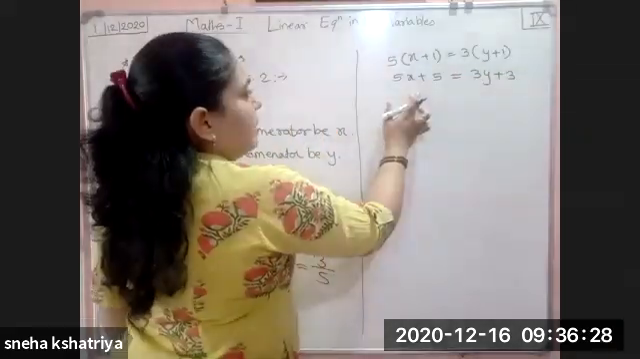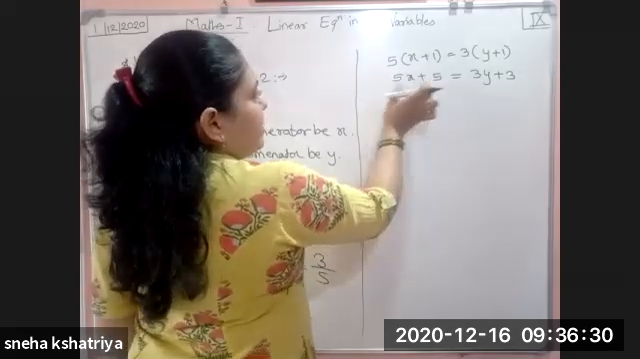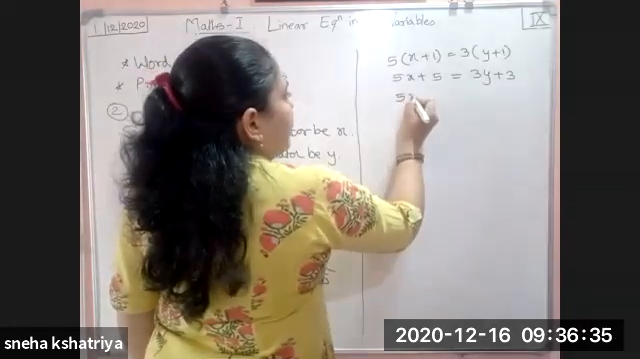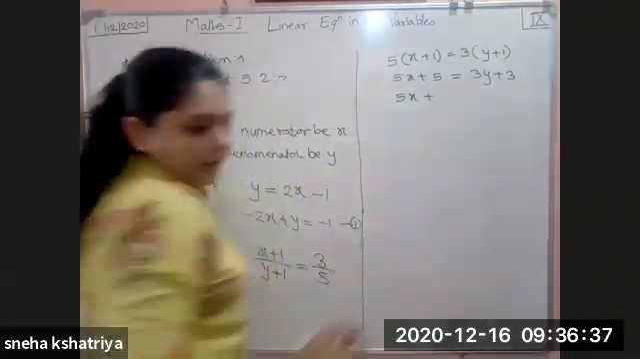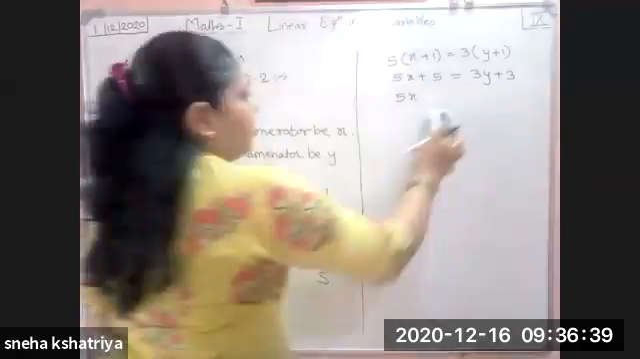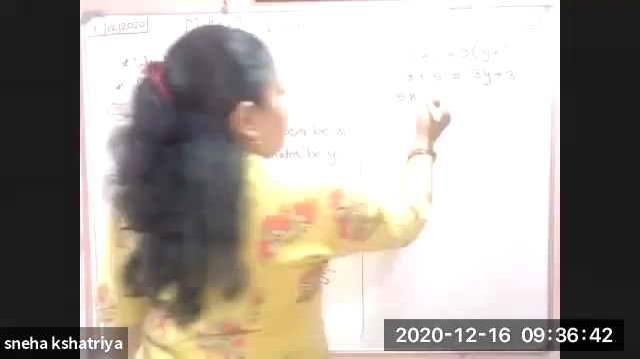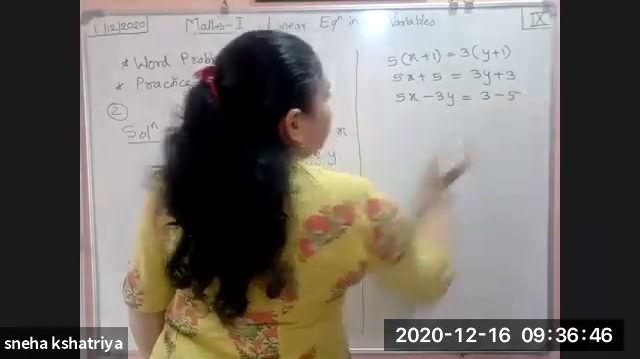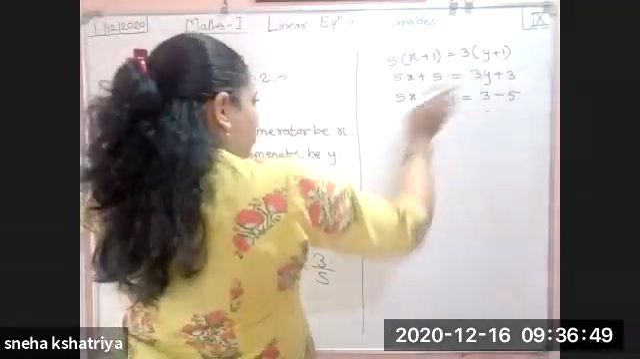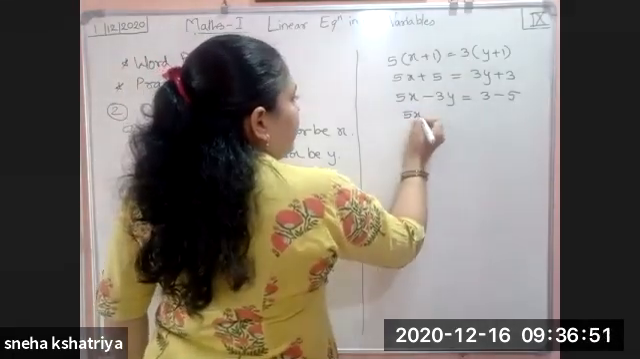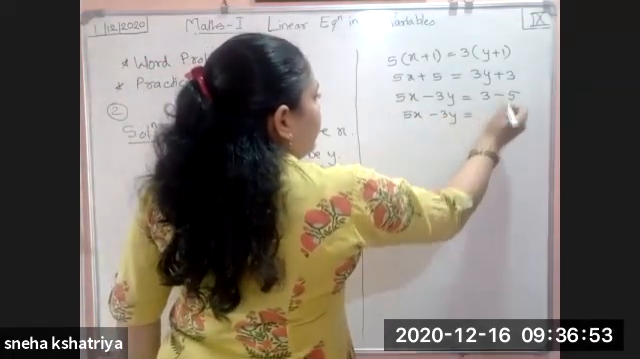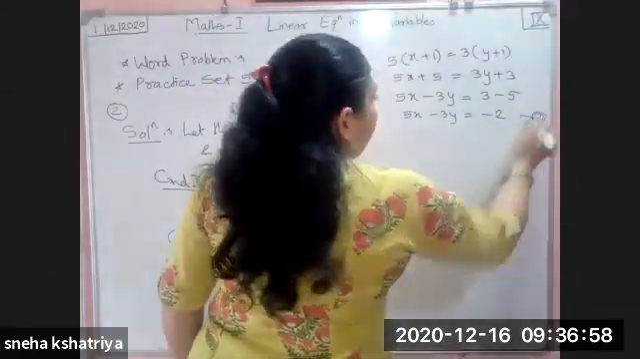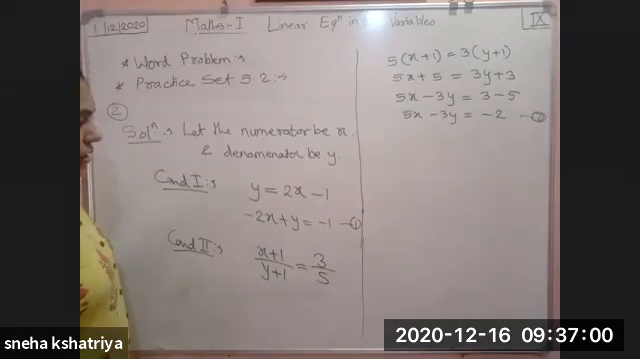See here we need y term here because x and then y and then constant. 5 shift there, y shift here. So this becomes 5x minus 3y, which is equal to 3 minus 5. Okay, this plus 5 shift there. So we get 5x minus 3y is equal to minus 2. Now this is your equation number 2.